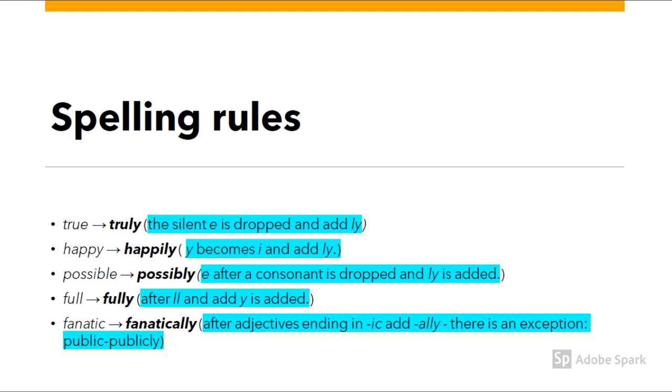The last one, fanatic, and the adverb will be fanatically. Here what happens is the adjectives ending in ic add ally to form the adverb. But there is an exception like public, publicly, so there you have to add only ly.